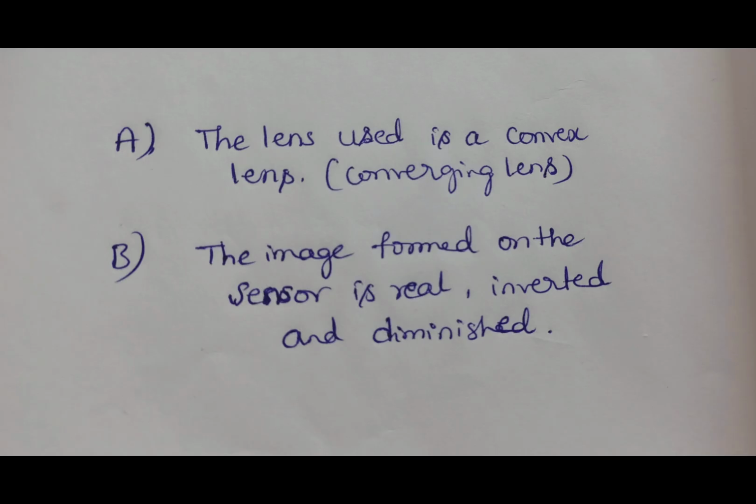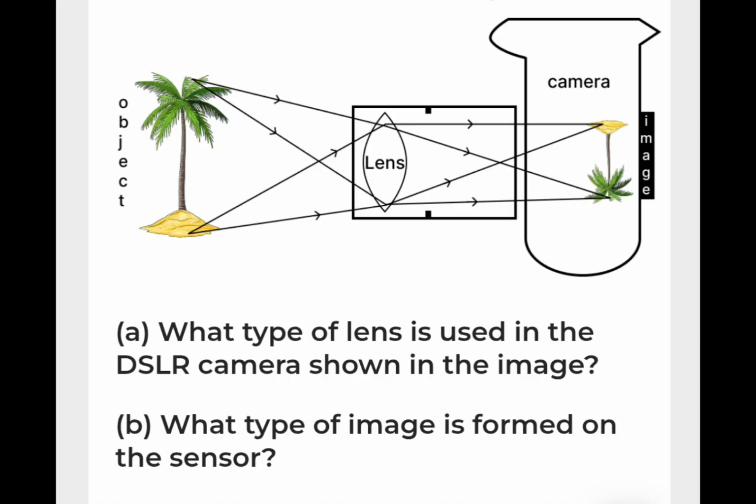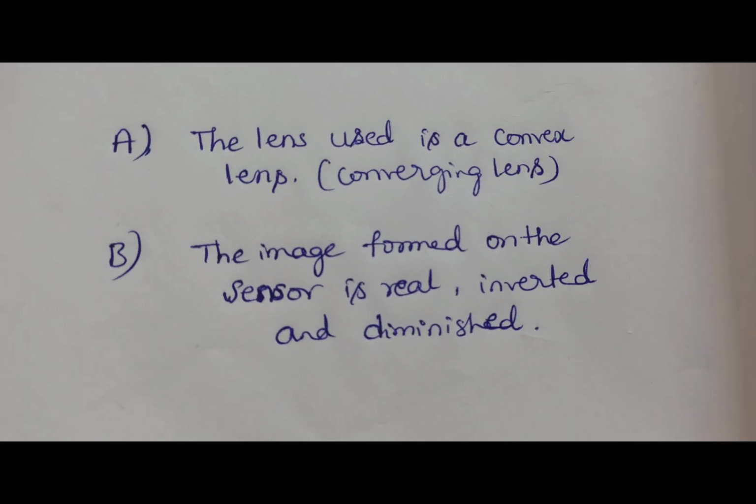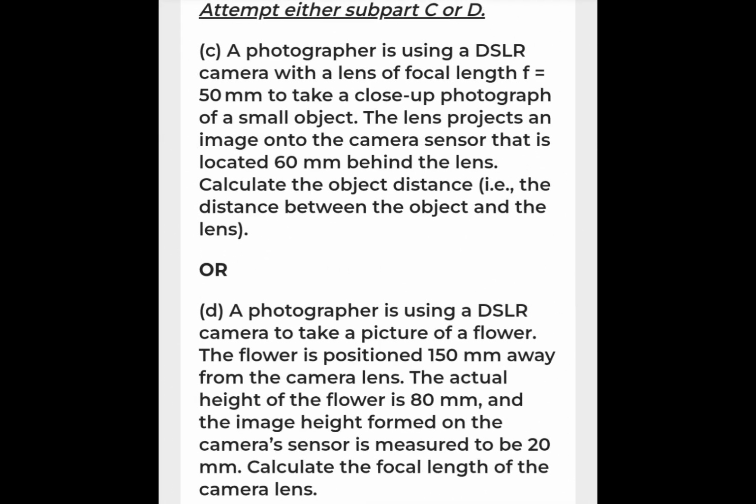Second one, what type of image is formed on the sensor? What type of image can you see from this picture? The given tree picture, right? What type of image? That is real and inverted. So your answer is real and inverted. Okay, let us move on to the next question.